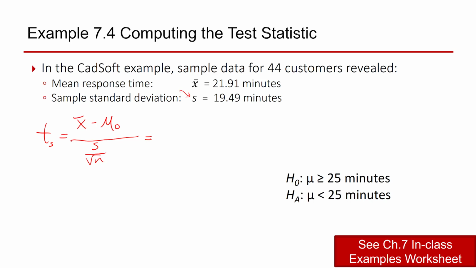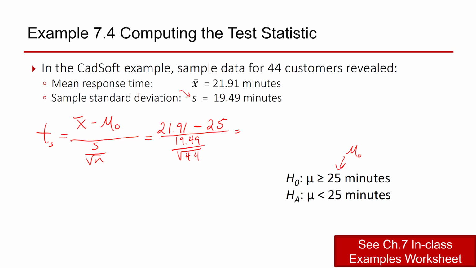And what's X bar? It's calculated for us, so 21.91. Minus mu naught, what is mu naught? That's the number that's in your null hypothesis. So here, it's going to be 25. Divided by S over the square root of N. So 19.49 divided by the square root of 44, because that was our sample size. And I'm going to punch this in my calculator and see what I get.